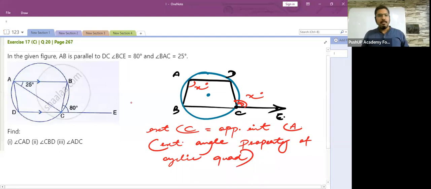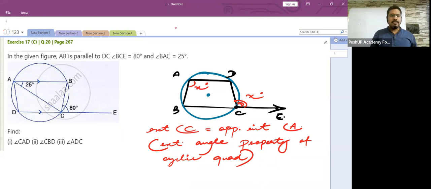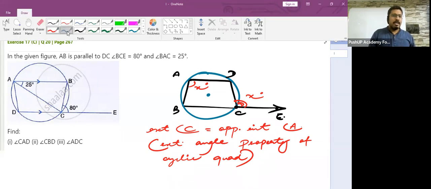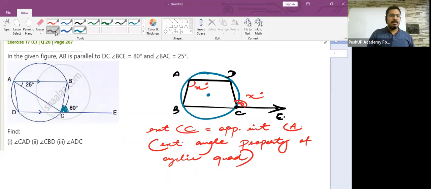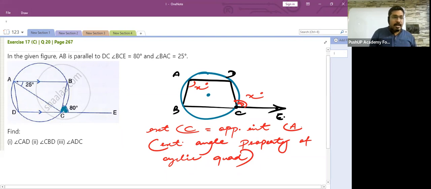All right. So if you have understood this property, can you all see from there? Very good, Freddy. Let's solve the sum. They have given you angle BCE as 80 degrees, and angle BAC is equal to 25 degrees. Two of the angles are given, and they are asking us to find CAD. Where is CAD? Over here.